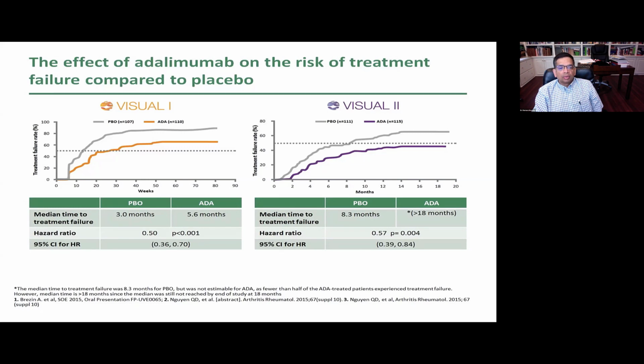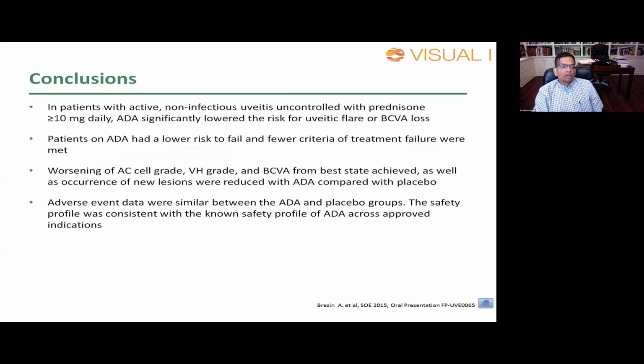And compared to placebo, adalimumab is very, very effective. So in patients with active non-infectious uveitis, adalimumab significantly lowered the risk of uveitic flare as the prednisone is tapered, or best-corrected visual acuity loss. And patients on adalimumab had a lower risk to fail, and fewer criteria for treatment failure were met. Worsening of AC cell grade, vitreous haze and best-corrected visual acuity was reduced, and occurrence of new lesions was reduced with adalimumab compared to placebo. So it was highly effective compared to placebo with just steroid taper.